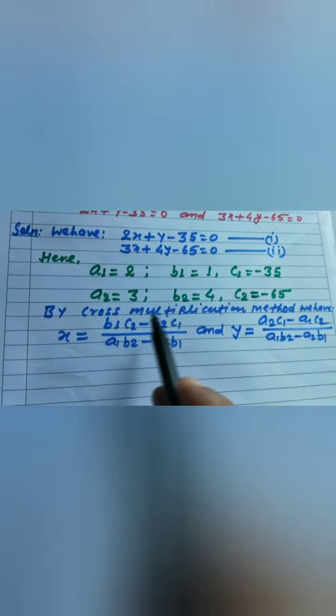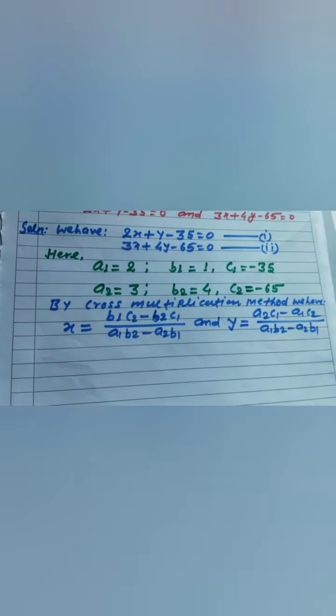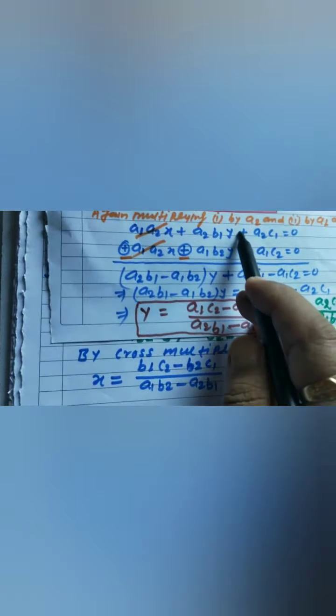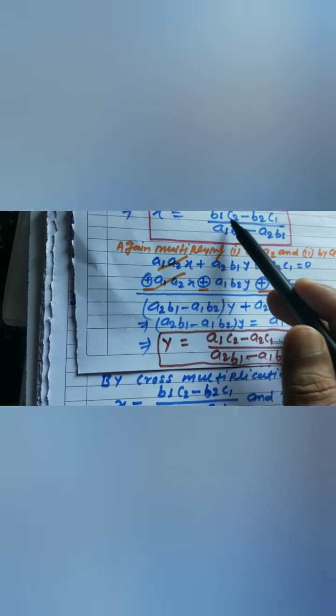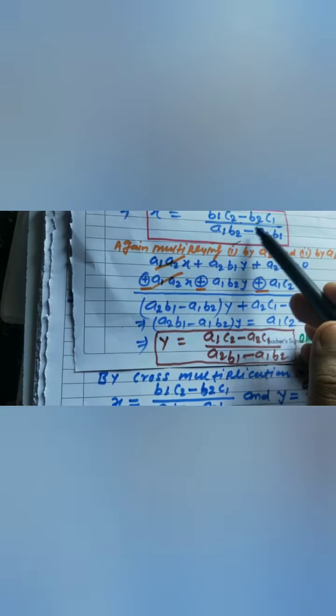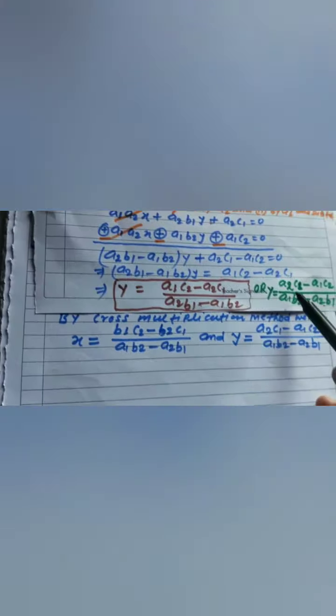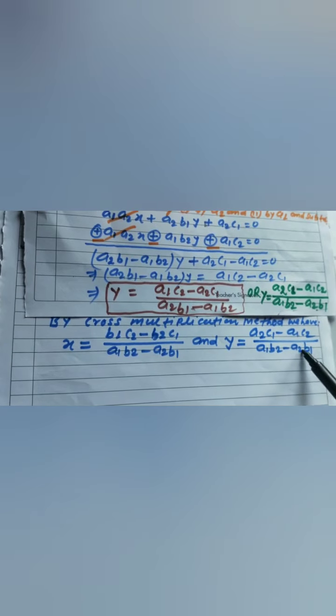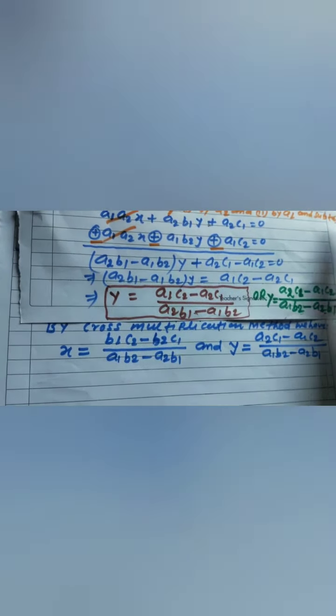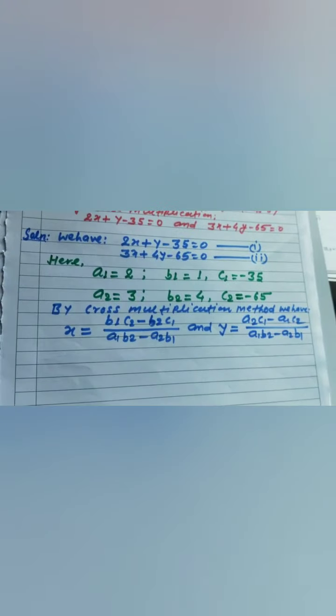So right here, by the cross multiplication method, we have the value of x and y. The value of x is b1 c2 minus b2 c1 upon a1 b2 minus a2 b1, and the value of y is a2 c1 minus a1 c2 upon a1 b2 minus a2 b1. So this is the value of x and y for a general equation.